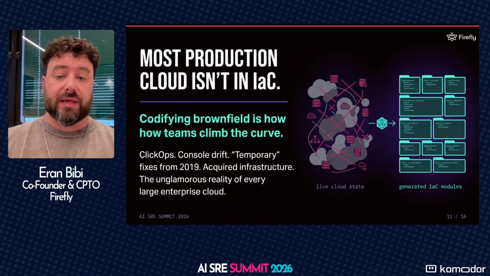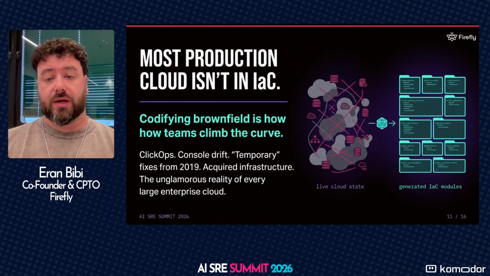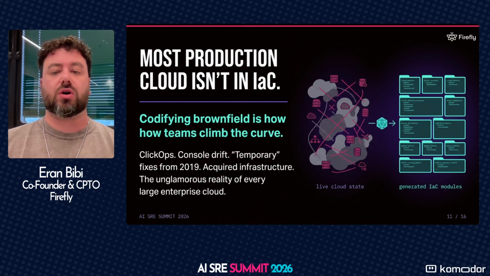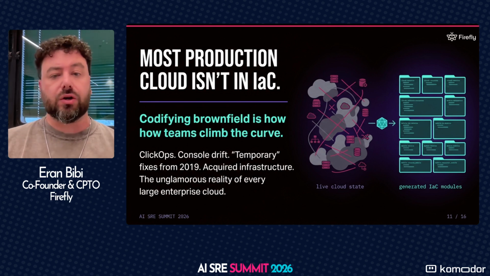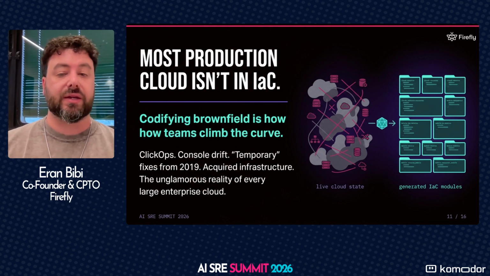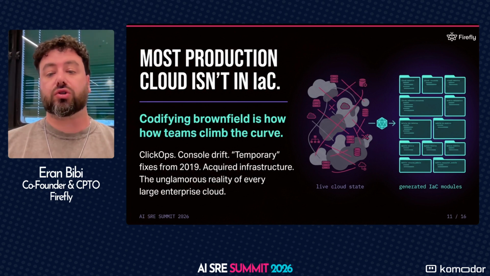Most of the production cloud isn't fully in IaC, especially in large companies. These are long tails of ClickOps, console changes, things that were provisioned by someone who left the company, I don't know, 5 years ago. Maybe the company also acquired infrastructure nobody touched in years. An agent that can read live cloud state can produce IaC for it. So if retrofitting IaC was a tedious task back in the day, now we can leverage AI and agentic AI in order to close that gap.